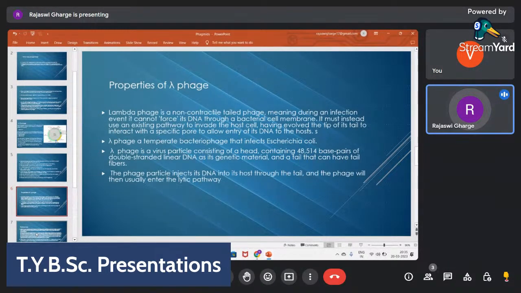A phage is a virus particle consisting of a head containing 48,514 base pairs of double-stranded linear DNA as its genetic material, and a tail that can have tail fibers. A phage particle injects its DNA into the host through the tail, and the phage will then usually enter the lytic path.